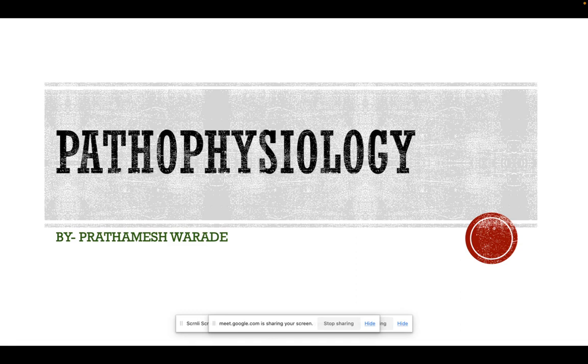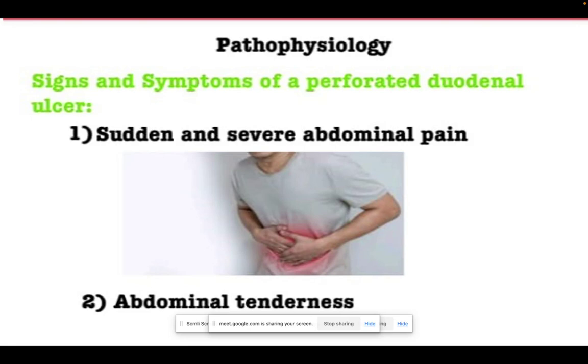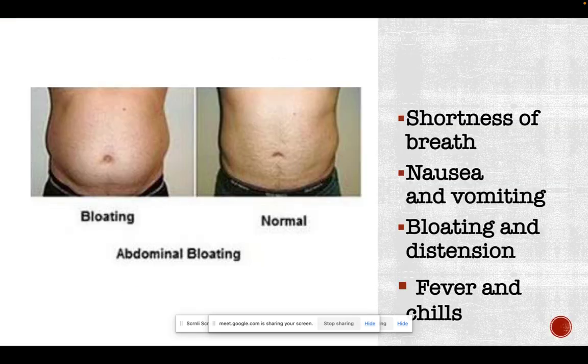Good afternoon, everyone. I will be presenting the topic pathophysiology. Signs and symptoms of perforated duodenal ulcers are sudden and severe abdominal pain. The pain is often described as intense, sharp, and continuous. It usually begins in the upper abdomen but can spread to other areas. The second one is abdominal tenderness. The abdomen becomes extremely tender to touch, and any pressure on the area worsens the pain.